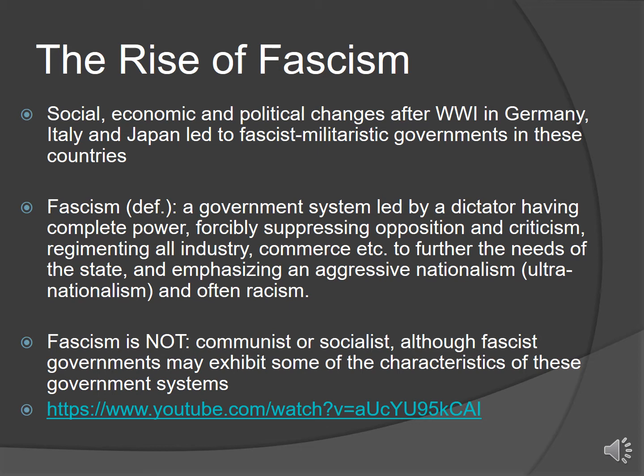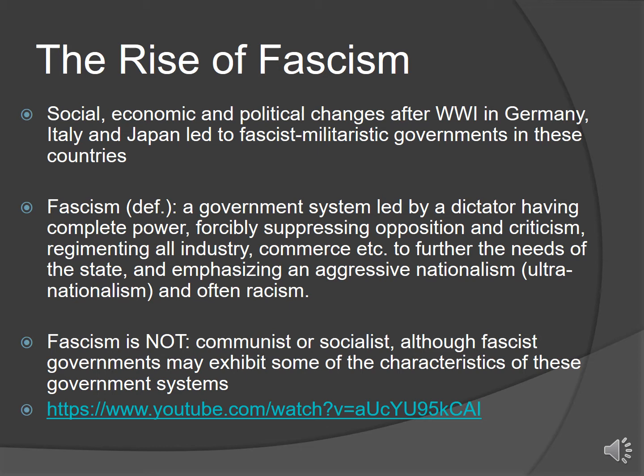Now, this dictator has full and complete power. And in a fascist government system, there is a forceful suppression of any kind of opposition and criticism. So, for example, media is highly censored in fascist government systems. Any kind of entertainment is highly censored in fascist government systems. If you speak out against a fascist government, you could be imprisoned, you could be killed, you could be exiled, right? So there is a dictator forcefully oppressing criticism and opposition.